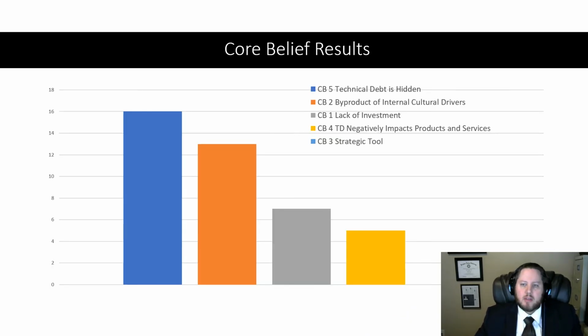So walking through the results section, the first portion of the results is around core beliefs. In this chart on the y-axis here, you can see the frequency of core beliefs. You'll see that the most common core belief is that technical debt is hidden. This was the core belief that talked about technical debt exists and persists because it's hidden and thus out of sight, out of mind. The second most common core belief from my participants in the study was that technical debt at the VA is a byproduct of internal cultural drivers, especially process drivers.